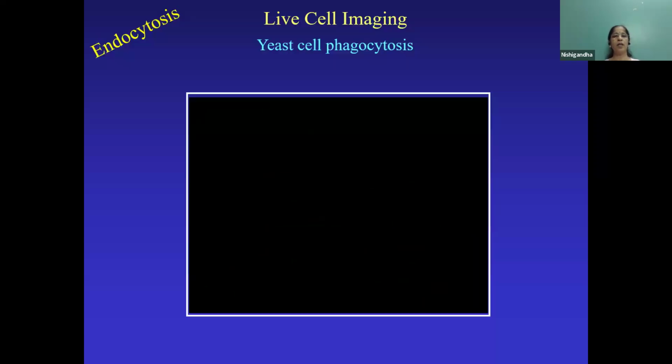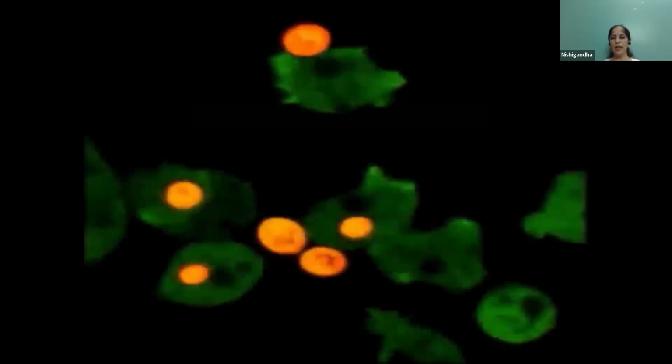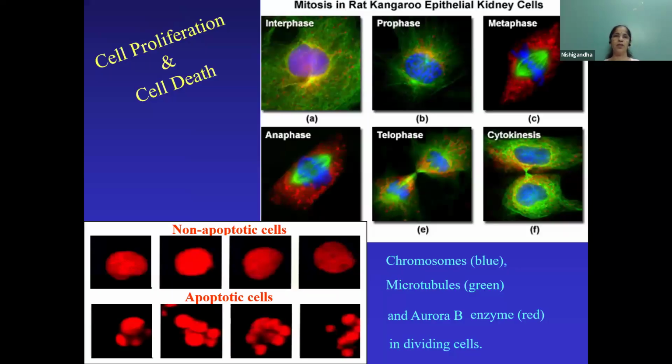So all this could be recorded because you can also have an incubator where you can keep cells at 37 degrees centigrade, 5% CO2 on the stage of the laser confocal microscope. So you can monitor it for a longer time and go ahead with observations.